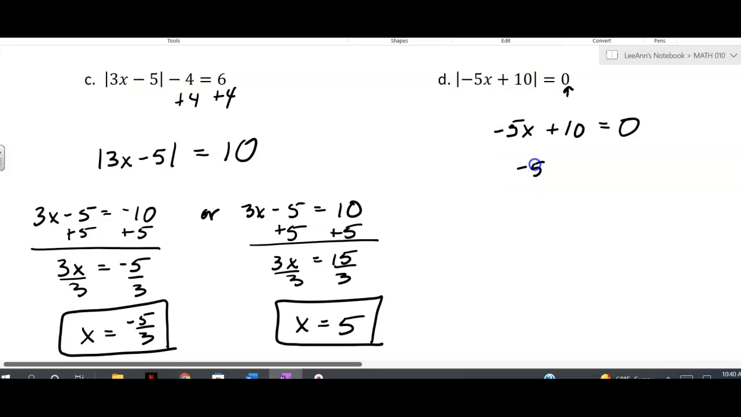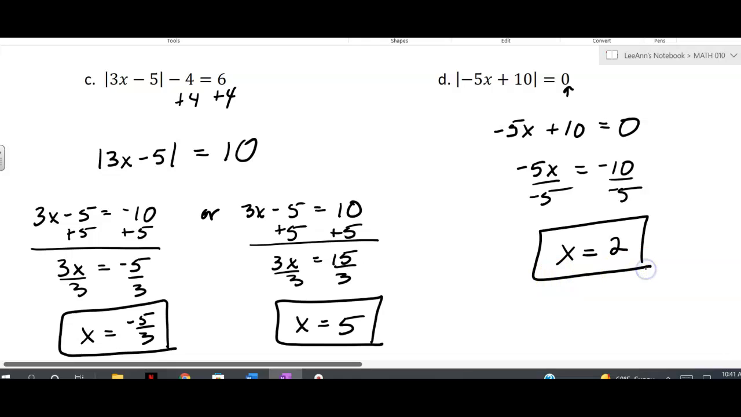Okay. -5x equals -10. If you subtract the 10, divide by -5. And it looks like I only get one answer. I'm only going to get one answer if it's equaling 0. And I'm getting x equals 2. Okay, so that's how we do absolute value equations.